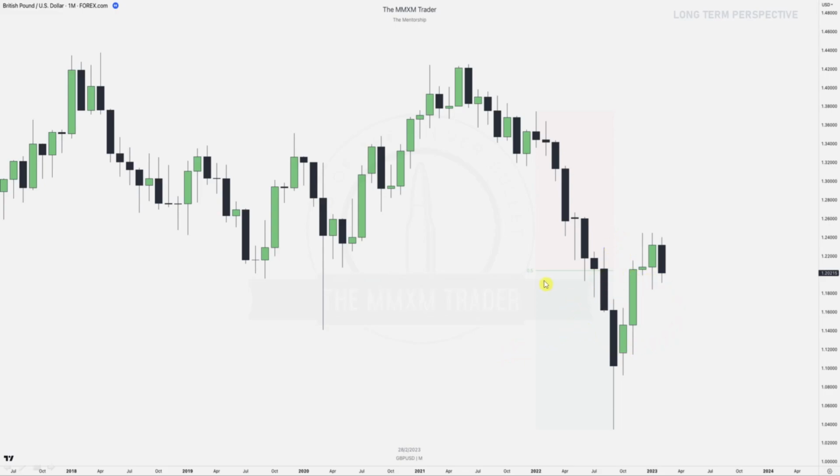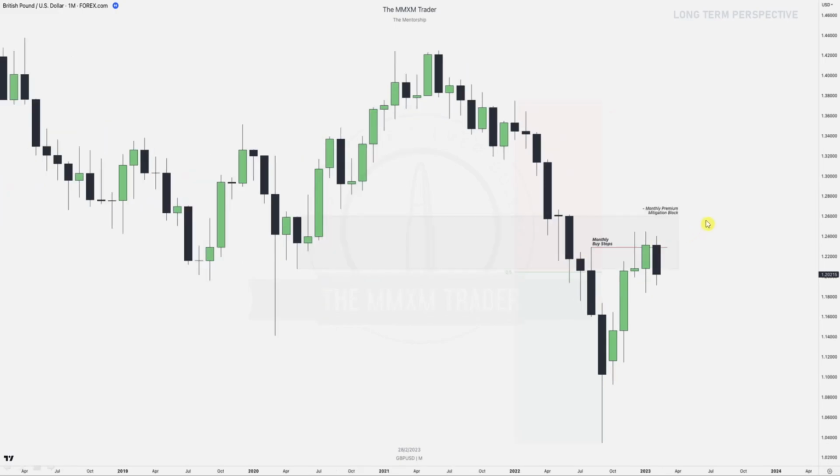Monthly premium. Can we spot something else? We've got that mitigation block, right? This should have been a bullish order block which got violated. And now we're using that on the sell side of the curve to look for a monthly premium level. Now we raid those buy stops over here on the monthly and then decline lower. So with that bearish seasonal, and a bullish seasonal for the DXY, remember?